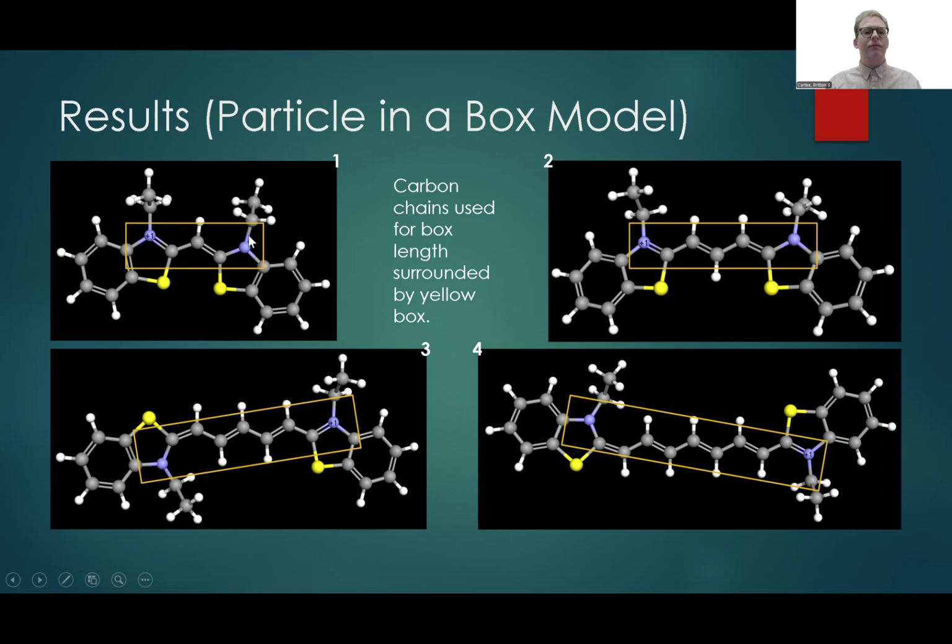I've drawn a box around each of the conjugated chains for all of our dye molecules. So they're all extending that way. Let me move on to the next slide.